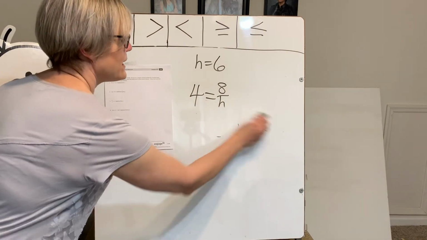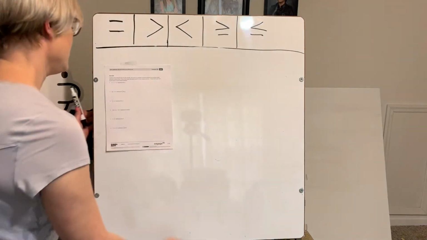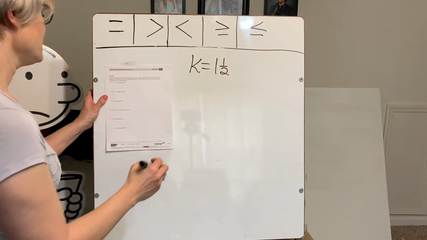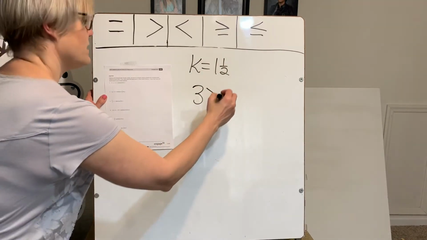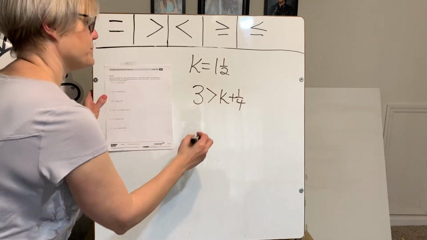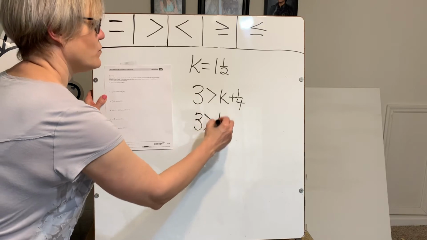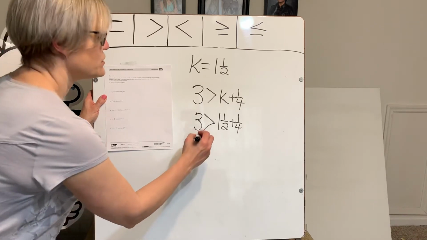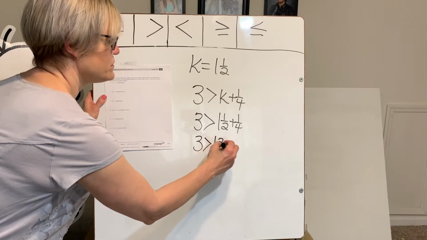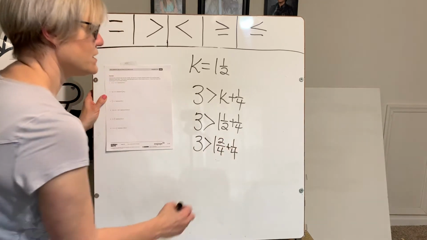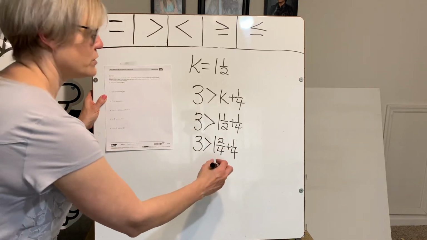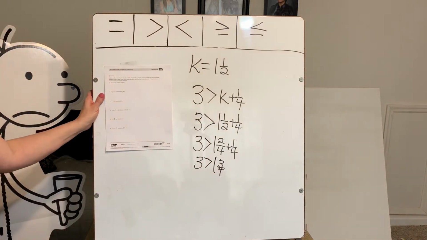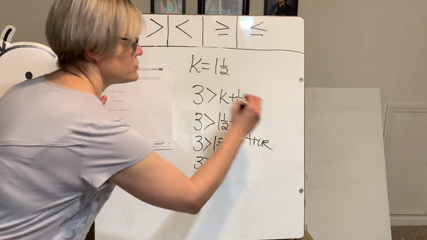All right, last one, last practice. All right, so now we have K is equal to 1 1/2. So I have 3 is greater than K plus 1/4. Well, 3 greater than 1 1/2 plus 1/4. Well, we don't have common denominators here. So I'm going to go ahead and change this to make them common denominators. And then I can add them together. So now I have 1 2/4 plus 1/4, which is 1 3/4. So 3 is greater than 1 3/4, so this would be true.